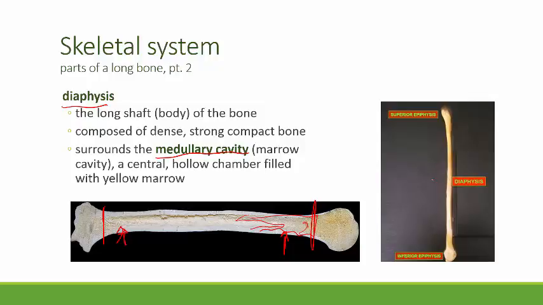And so that's a central hollow chamber, and it's filled not with red marrow, the blood cell producing marrow. Instead, it is filled with yellow marrow. And yellow marrow is yellow because it has a lot of fat in it. There's a lot of adipose tissue in yellow marrow. And so this is energy storage, that we take advantage of this space in the bone.